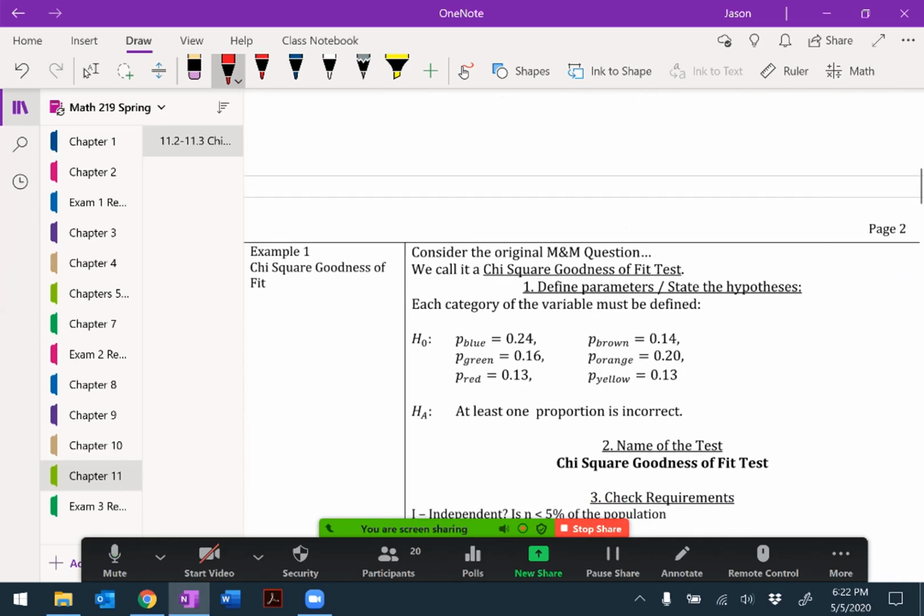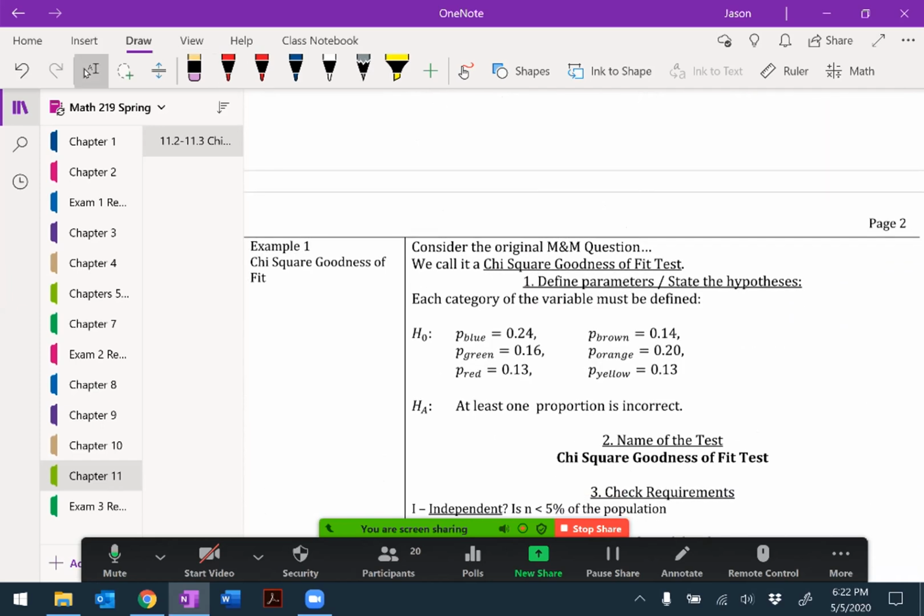Okay, let's go back to our example with the M&Ms, making me hungry for M&Ms. We call it a chi-square goodness of fit test. There are two different chi-square tests, and we're going to talk about both of them today. This is the goodness of fit test. How good is the fit to what we expected?